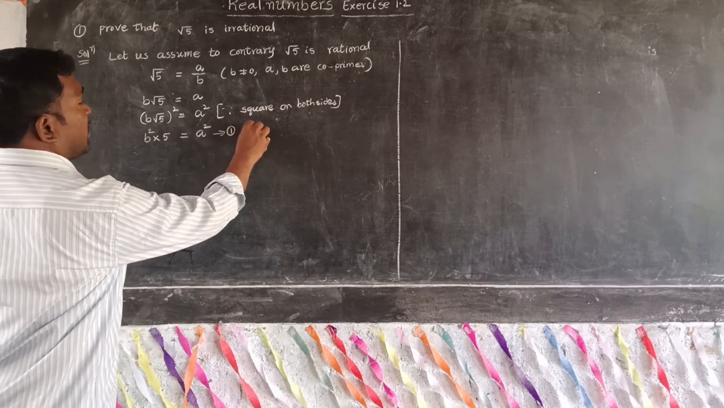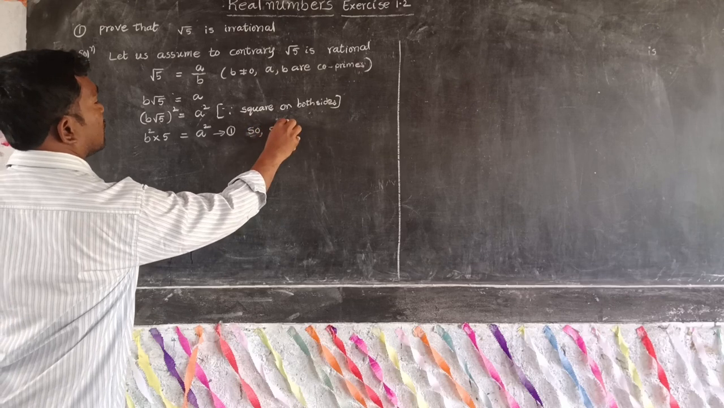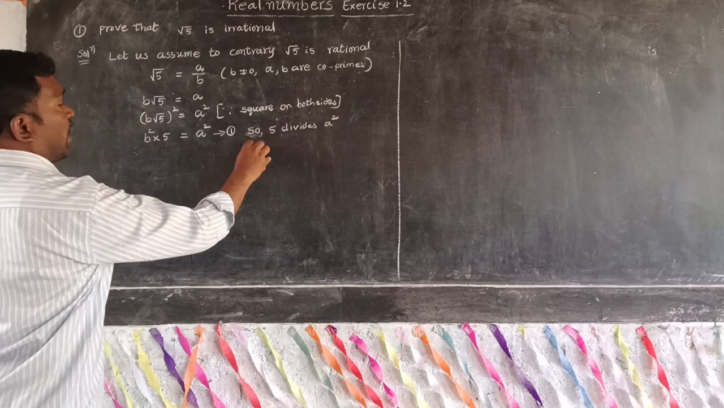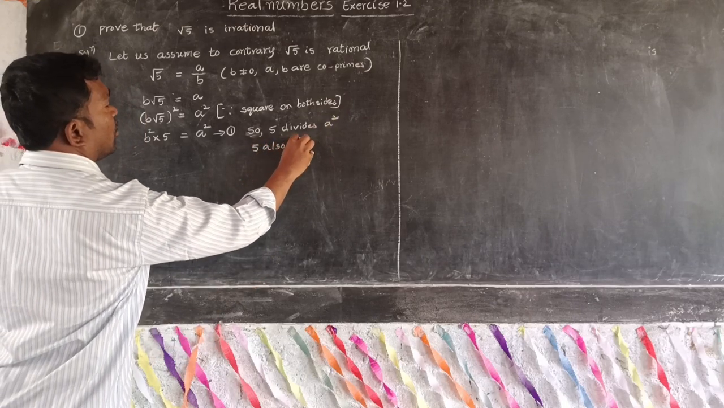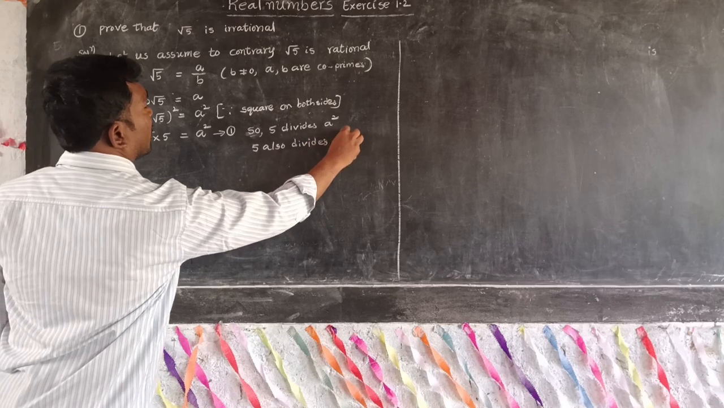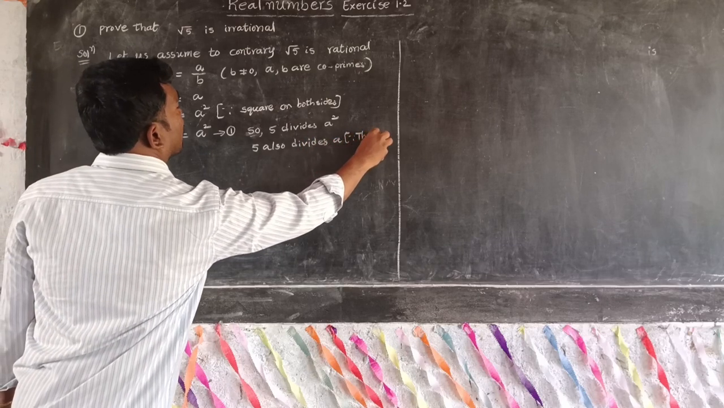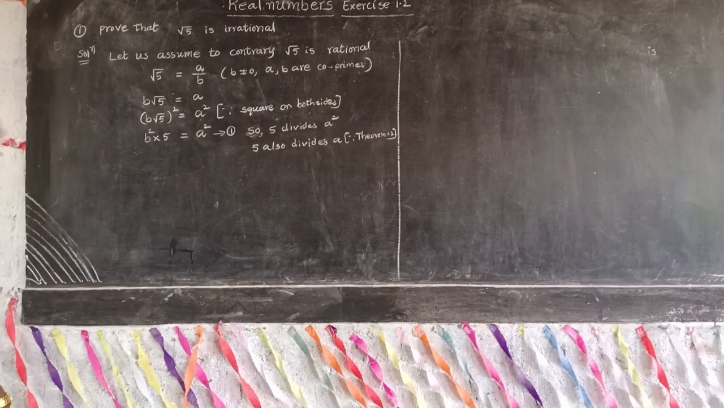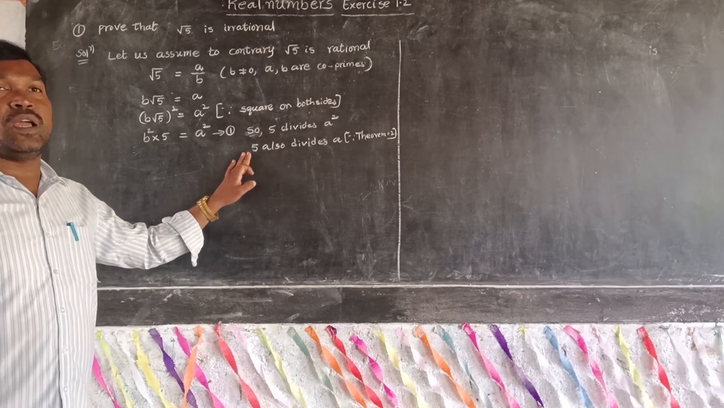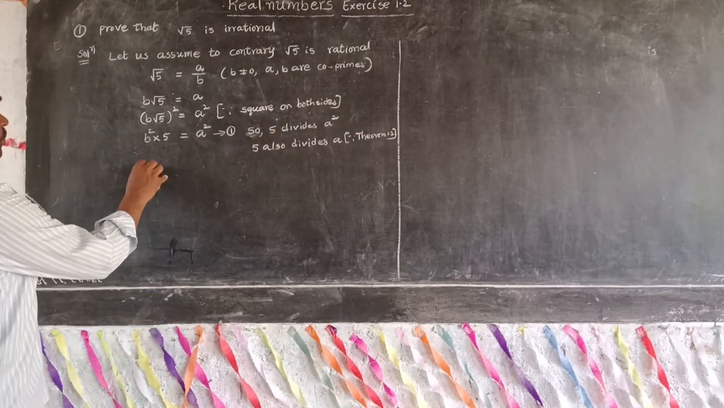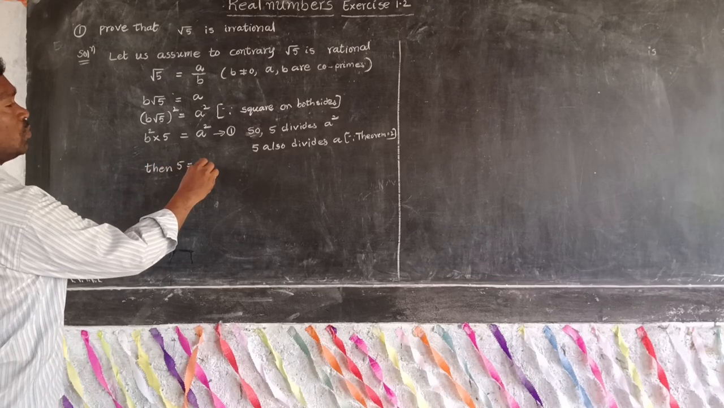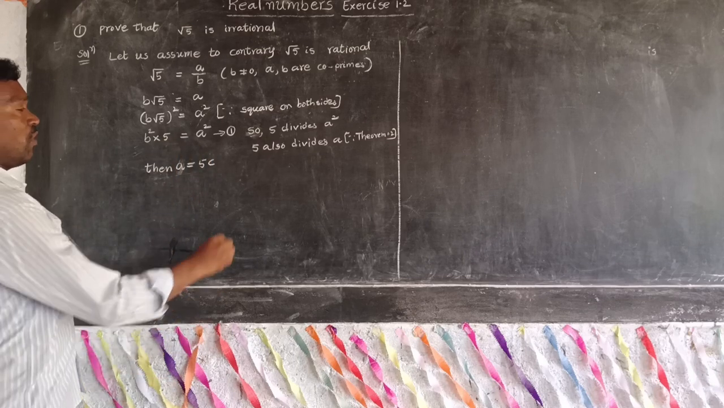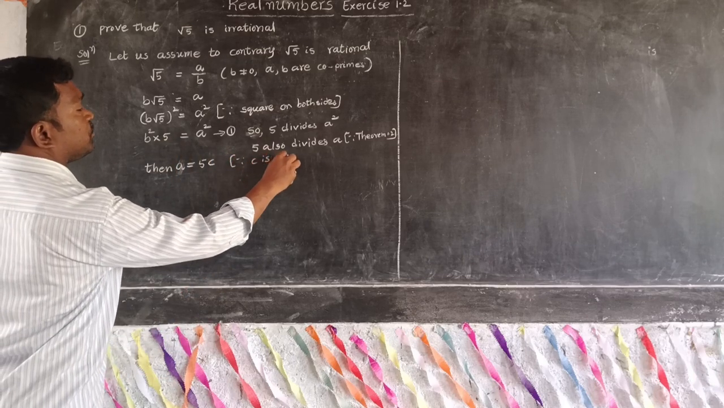So 5 divides A square. 5 also divides A, from Theorem 1.2. If 5 divides A square, then 5 is one of the factors of A. Then A equals 5C, since C is an integer.